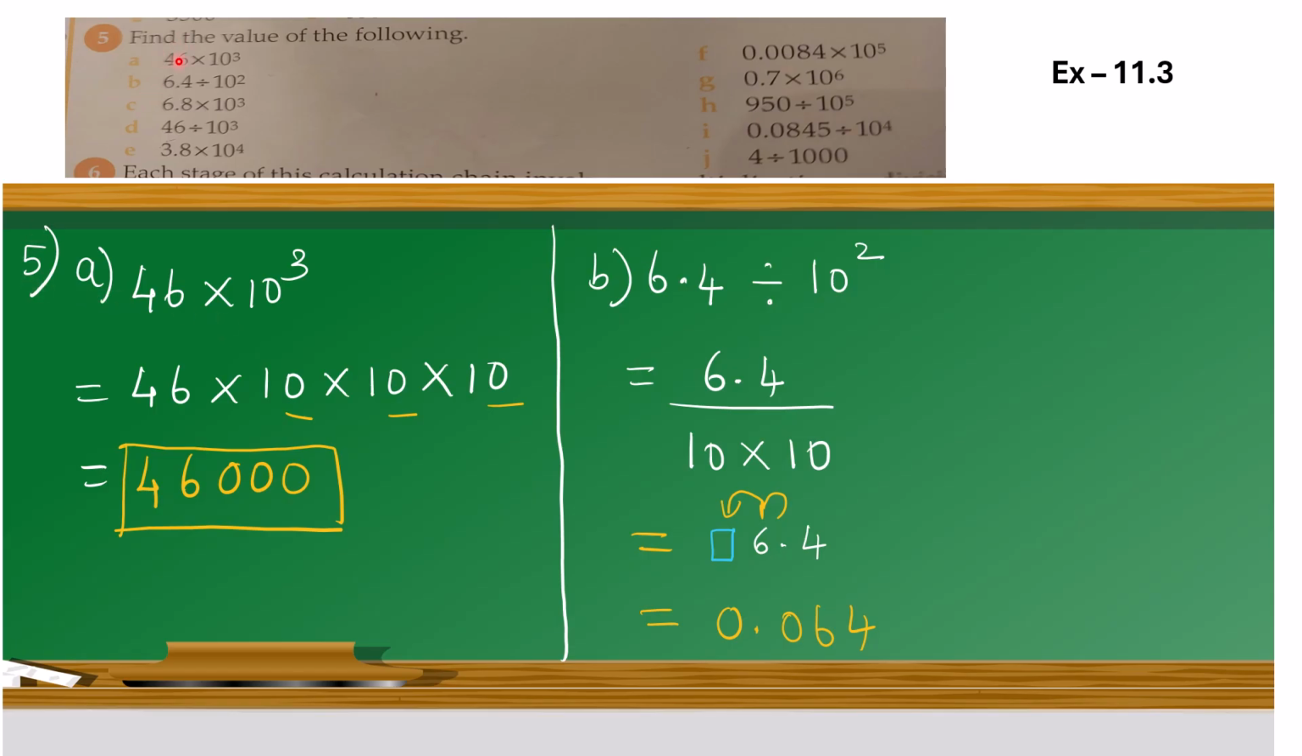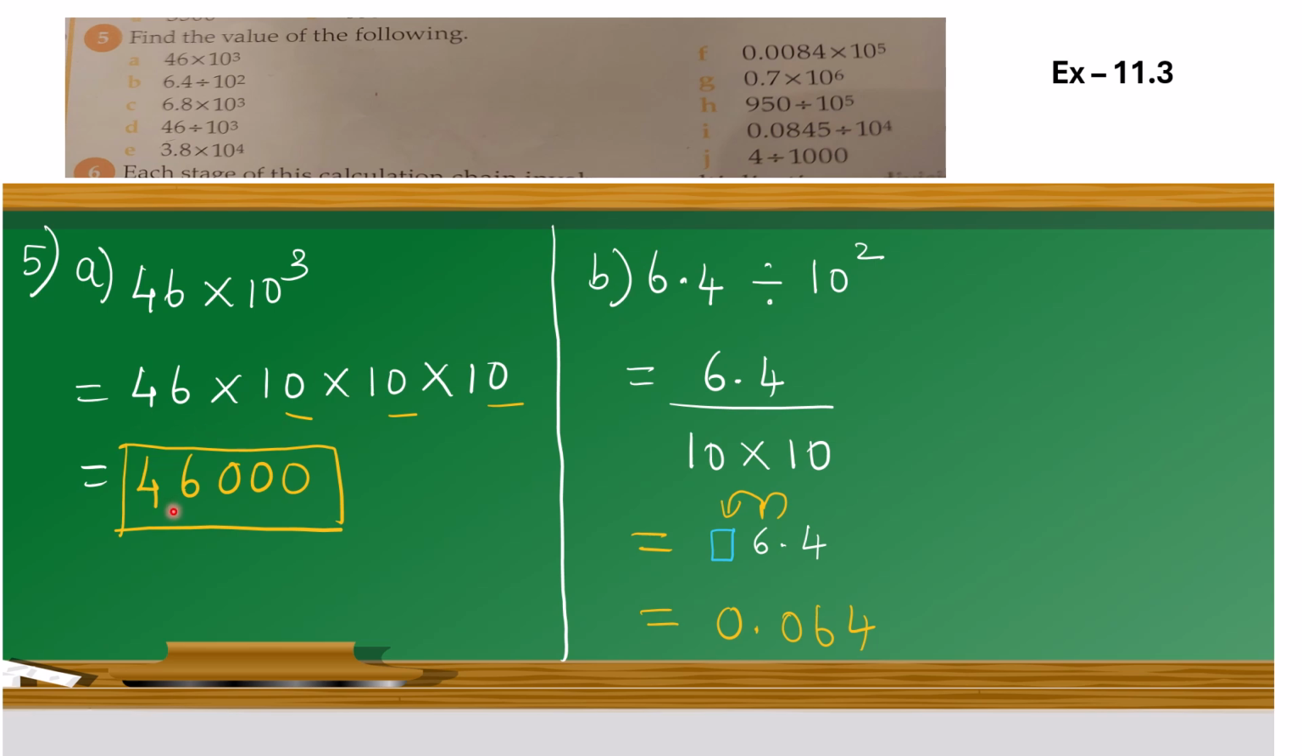Fifth question, find the value of the following. A question is what? 46 into 10 power cube. So what we have to do? 46 into 10 into 10 into 10. So 10 cube means what? 10 is multiplying 3 times. Okay. So 10 into 10 into 10.